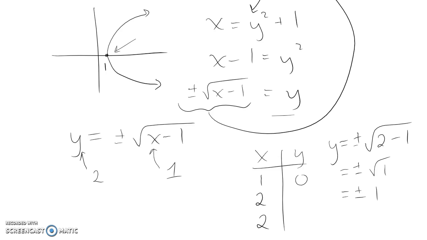So notice I put in an x and I get two different y values. That's why it's not a function. I'm only allowed to get one number, right? One Coke equals one price.